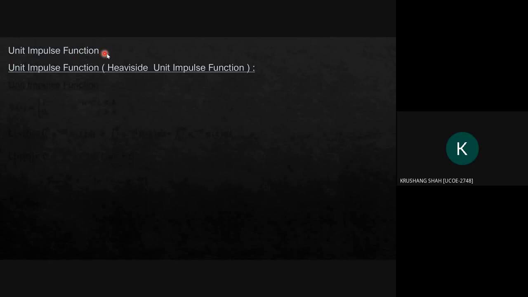Now let's come to the third type, that is the unit impulse function, or Heaviside unit impulse function. The definition of the Heaviside unit impulse function is this. In the Heaviside unit impulse function, the function returns value 1 in a certain time interval.